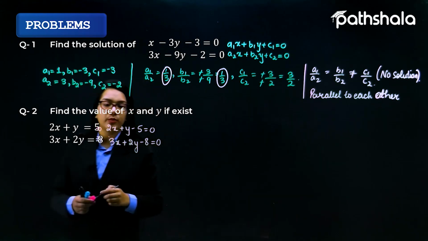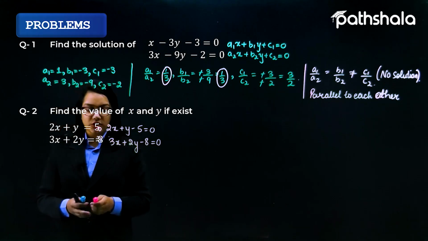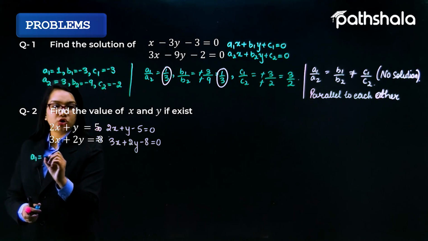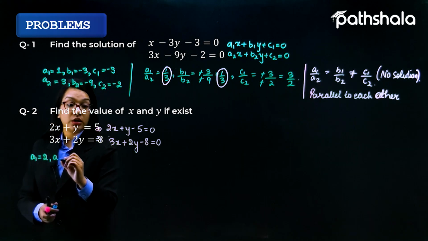Now if we compare it with the general form of the pair of equations, then we can say that the value of a1 is 2, a2 is 3.